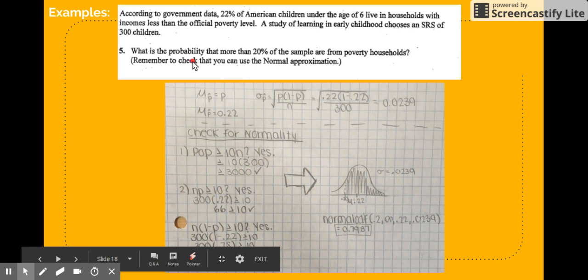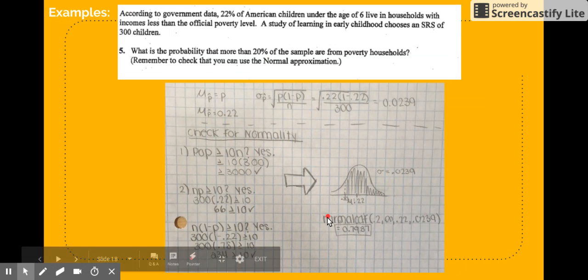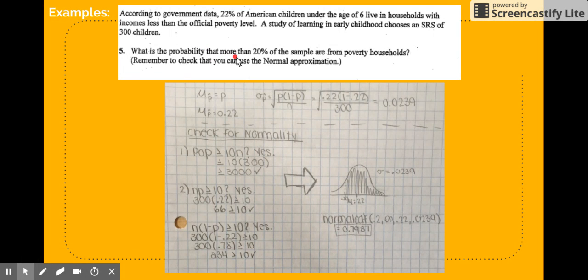So this represents that we're trying to find the probability that is more than 20%. So then we do normal CDF with 0.2 to infinity being the range, 0.22 being the mean, and then 0.0239 being the standard deviation. And then we get the answer of 0.7987. So that is the probability that more than 20% of the sample are from poverty households.